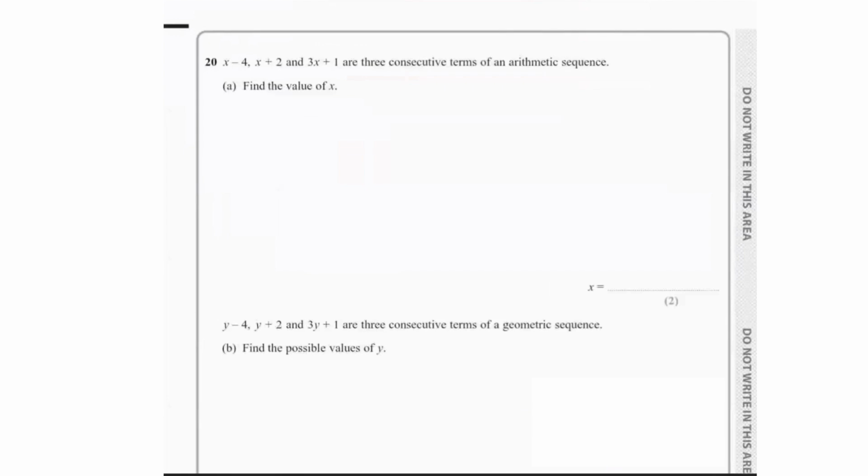Question 2 says x minus 4, x plus 2, and 3x plus 1 are 3 consecutive terms of an arithmetic sequence. Find the value of x. So when we have an arithmetic sequence, that means there's a common difference between each term. So the difference between x plus 2 and x minus 4 is the same as the difference between 3x plus 1 and x plus 2.